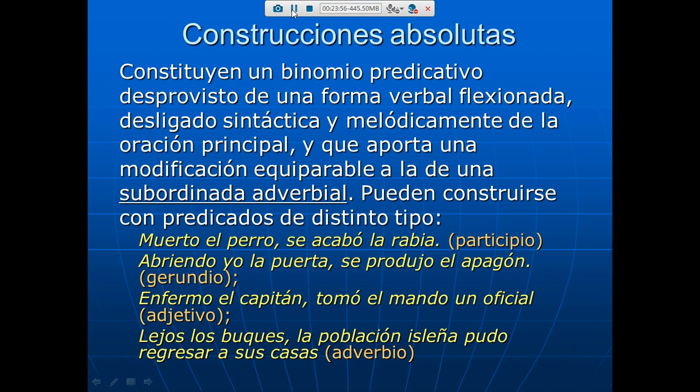Abriendo yo la puerta, se produjo el apagón. ¿Sí? Abriendo la puerta, se produjo el apagón. Podría ser ambiguo. Por eso es necesario retener el sujeto.